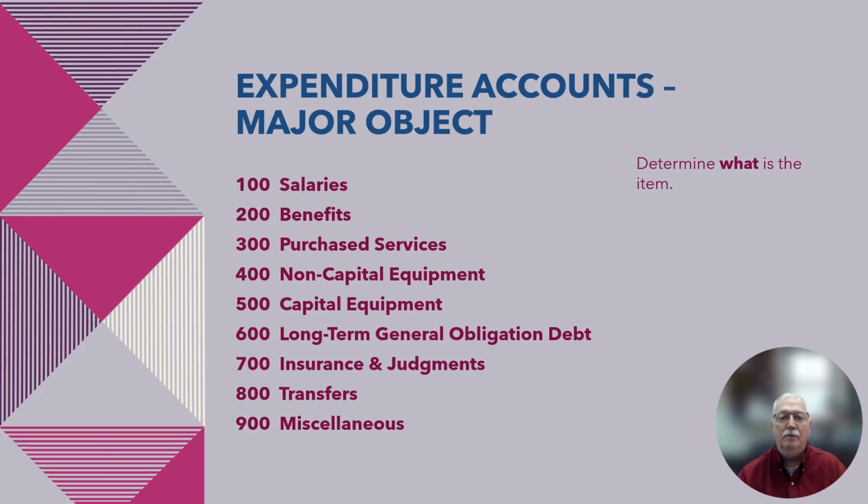Listed here are the major object codes of WUFAR. These codes describe what the activity or item is being used for. Salaries and benefits, purchase services, non-capital equipment, and capital equipment are all heavily used objects. Again, these objects are major objects that summarize or total activity. For example, 400 non-capital equipment is broken down to 410 to describe supplies, and finally to 411 to describe an office supply item like a pen.